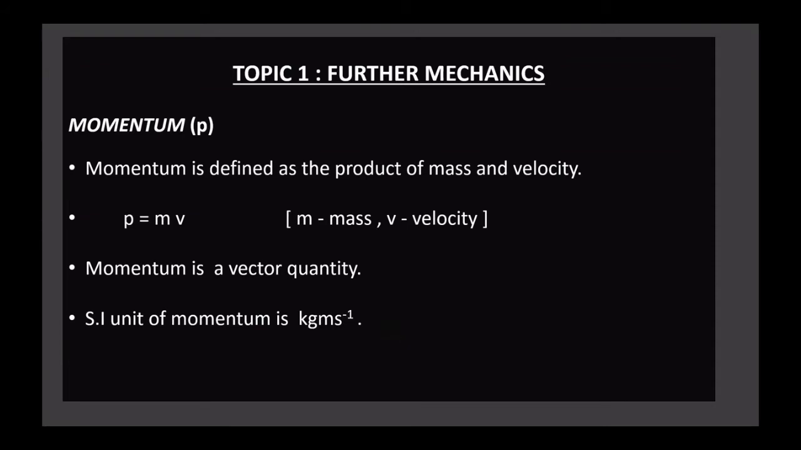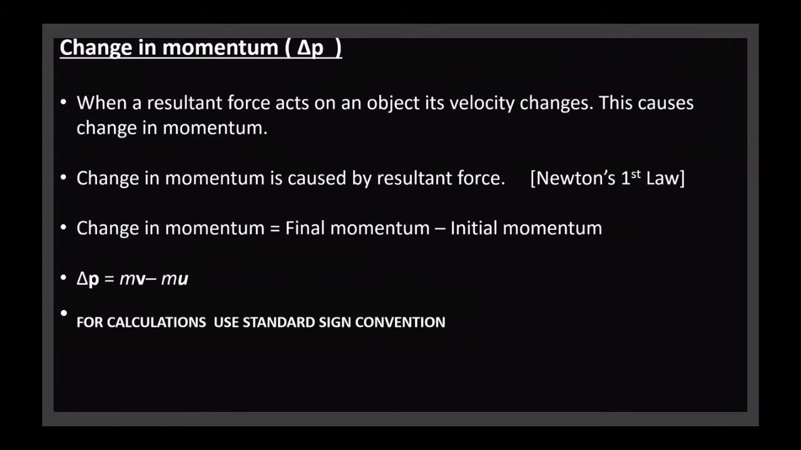So it is understood that only a moving object has momentum. So if the object is stationary or at rest, its velocity is zero, so its momentum is zero. Let's see what this change in momentum is, which is represented by the symbol delta p. When a resultant force acts on an object, its velocity changes. This causes a change in momentum. Change in momentum is caused by resultant forces in accordance with Newton's first law.